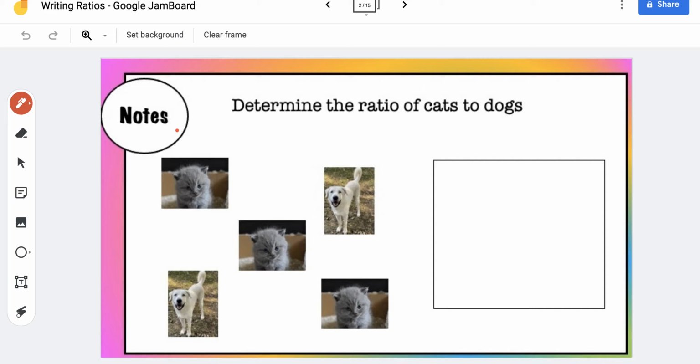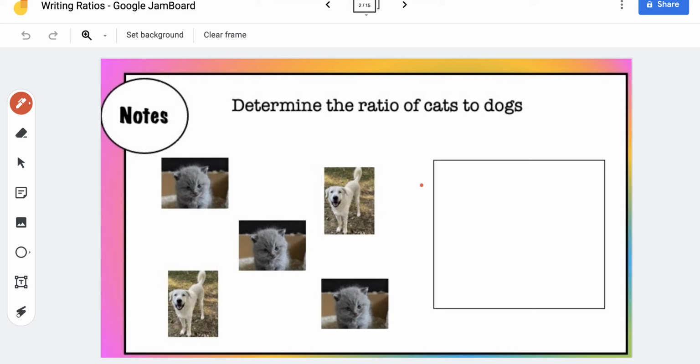Okay. So here we need to determine the ratio of cats to dogs. So notice we have two pictures of dogs, right? So the ratio is gonna be two dogs, and then we have three kittens. So the ratio is going to be 2 to 3.